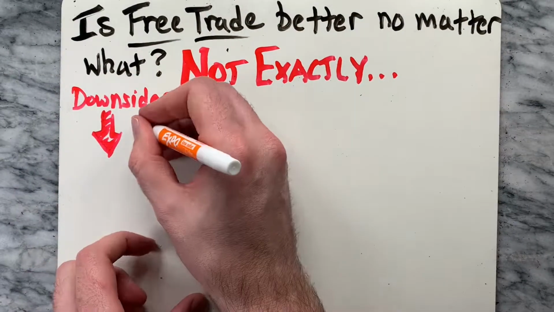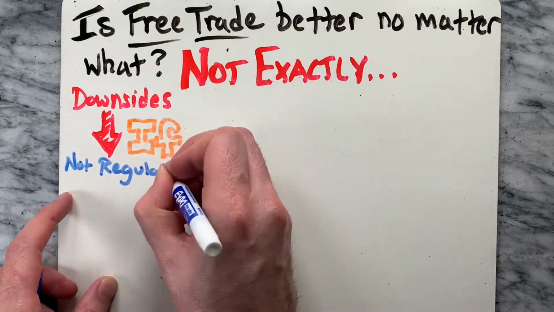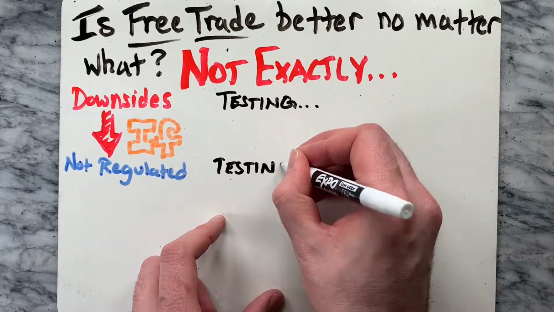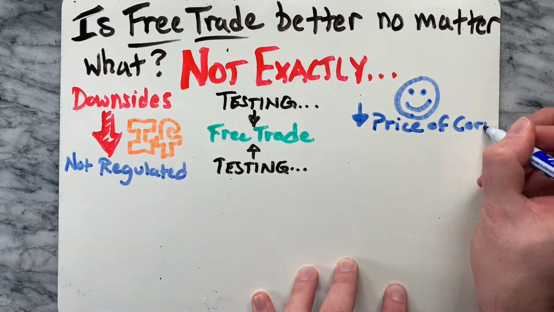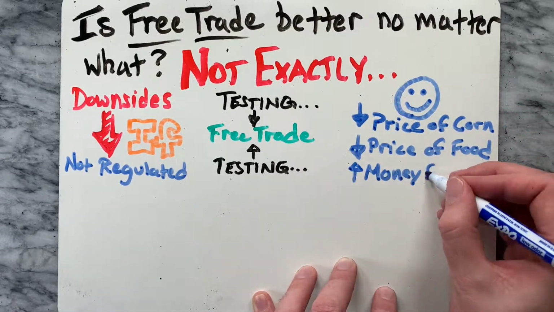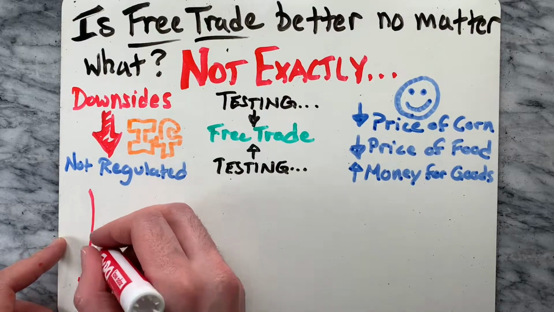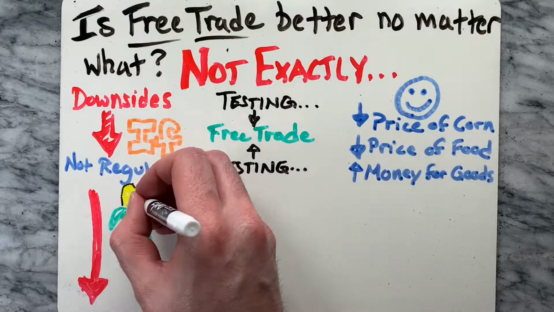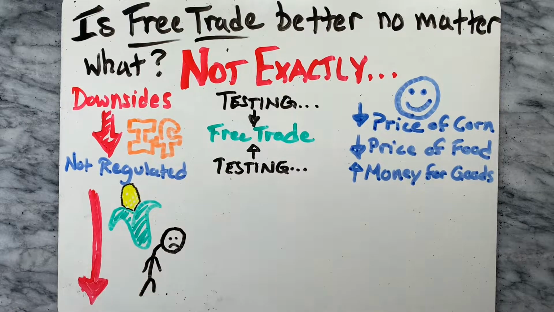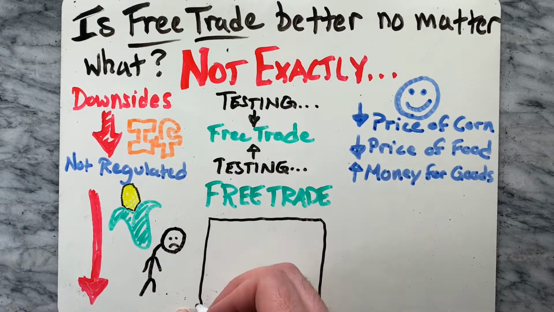Well, not exactly. If we go back to Adam Smith's example in Britain, we see that there are downsides to free trade if it is not properly regulated. When his theories were put to the test in Britain, it resulted in the price of corn dropping sharply, food becoming cheaper, and the working classes having more money to spend on other goods. However, the British agriculture industry plummeted, destroying the local corn industry and leaving many without jobs and their way of life.